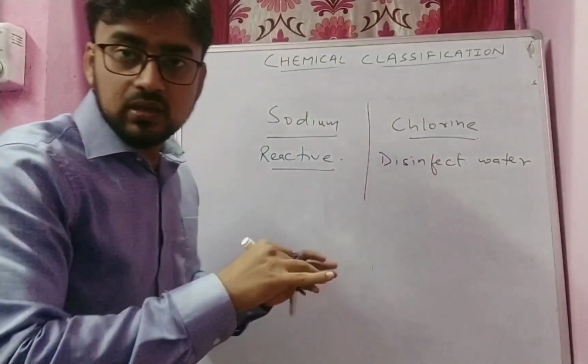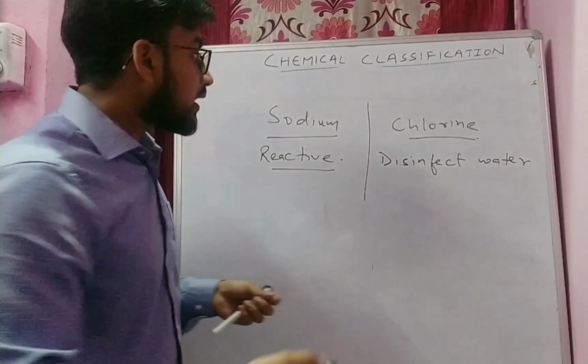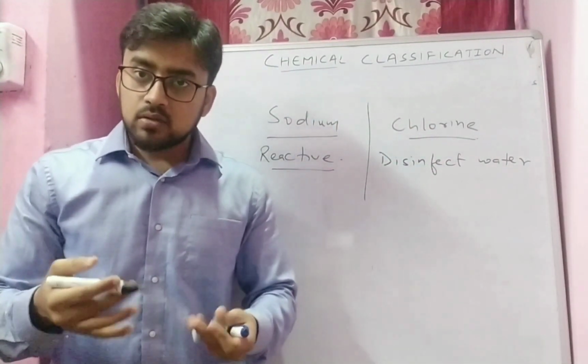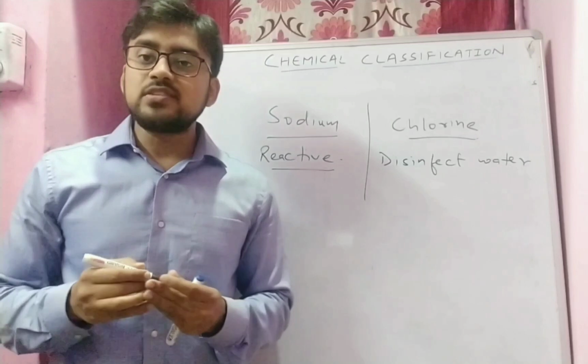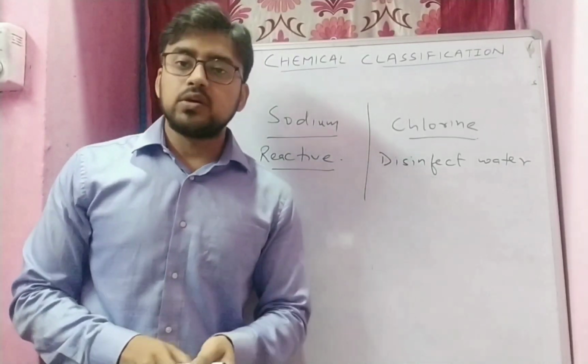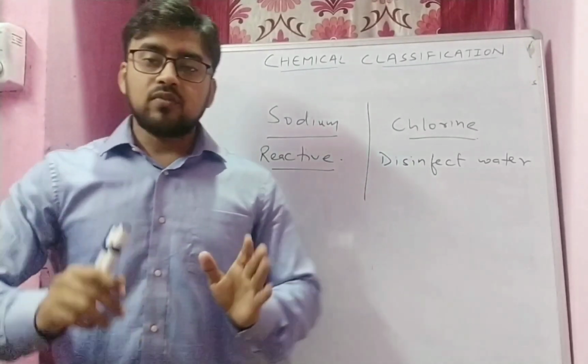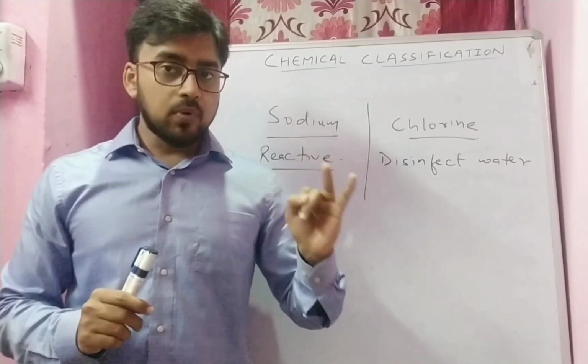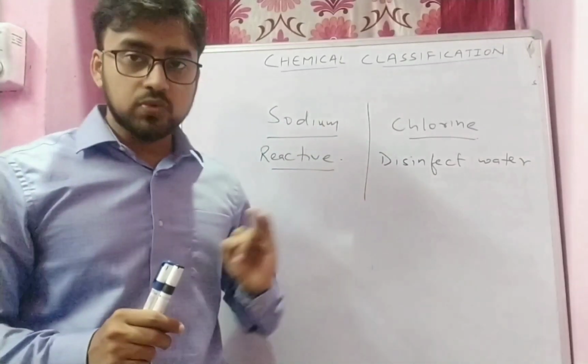But when we mix sodium and chlorine, what do you get here? Sodium chloride, and it is edible. The property changes. So this shows that the property of a compound is totally different from the property of the constituent elements. So what we have learned: a compound is a pure substance. Second, the property of a compound is totally different from the property of its constituent elements.